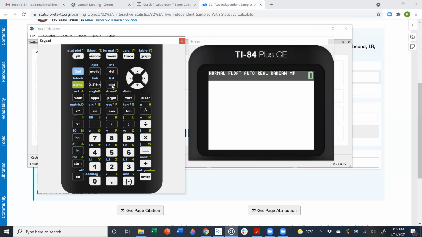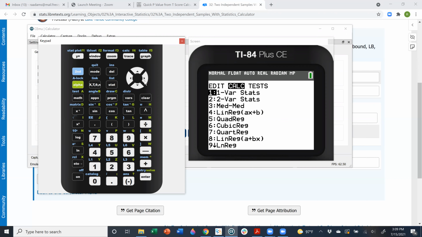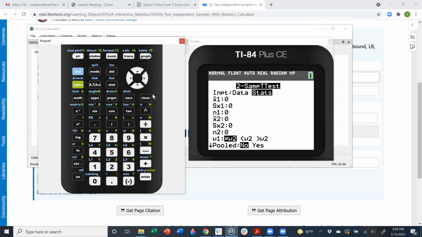I would click on Stat for full statistics tests, and I go over to Tests. Right now we are doing a 2-sample t-test, so I want to highlight that one and click Enter. There are 2 options for data: if you've got 2 different columns of raw data, I would click on Data, but we don't have that. We have the actual stats given to us about the data, so I want to make sure I highlight Stats there. And then I just go ahead and enter all of the information.